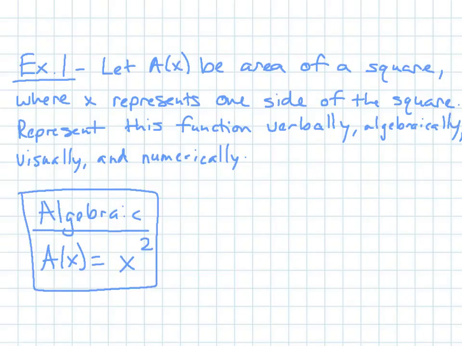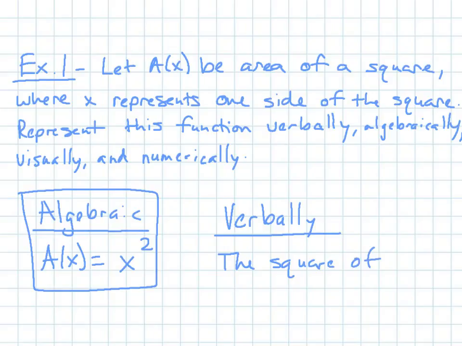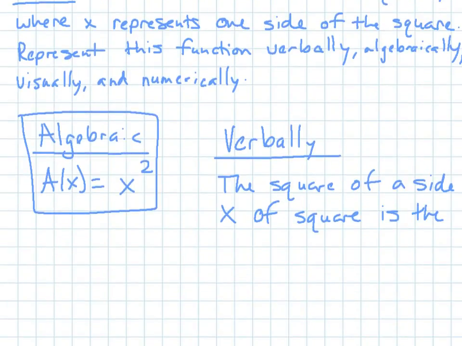Okay, now if I was going to do it verbally, to kind of backtrack, we could say the square of a side x of a square is the area, period.